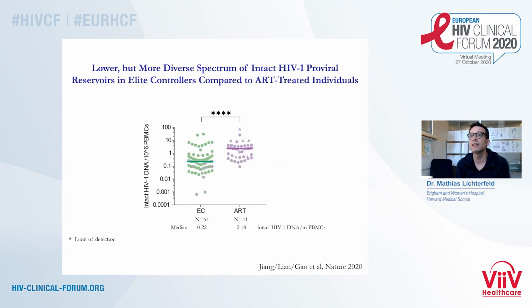in elite controllers. And here you can see that we analyzed intact proviruses in a large cohort of elite controllers. So we looked into 64 different elite controllers, and we also had a comparison cohort of 41 ART-treated patients. And each dot here represents one study person. And you can see that in elite controllers, on this population level, the proportion of intact proviruses that we can detect is significantly lower compared to ART-treated patients. But at the same time, you can also see that there's a lot of diversity in this ART-treated patient cohort. Some patients actually have very high levels of intact proviruses, and some patients have very low levels of intact proviruses.